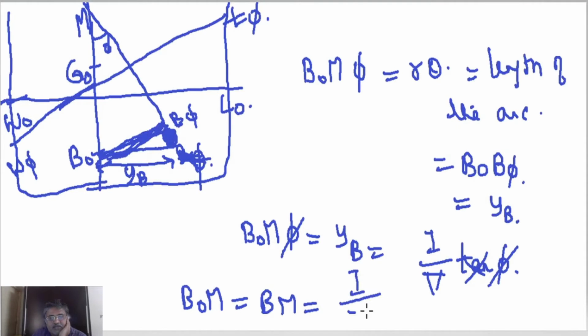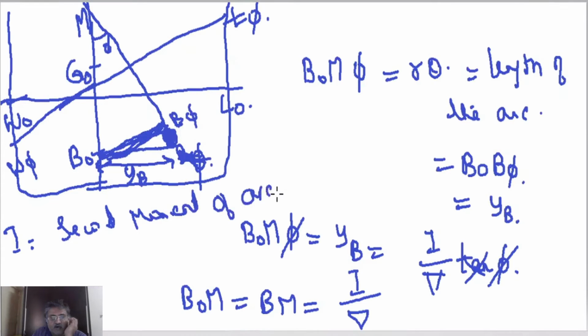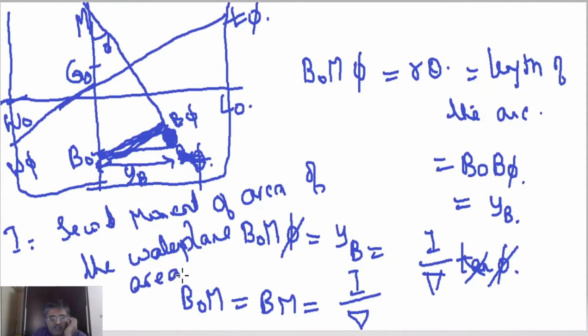I by del. Now you have to know very clearly what is I. I is the second moment of area of what? Of the water plane area. It is the second moment of area of the water plane area. Okay, that is known as I.